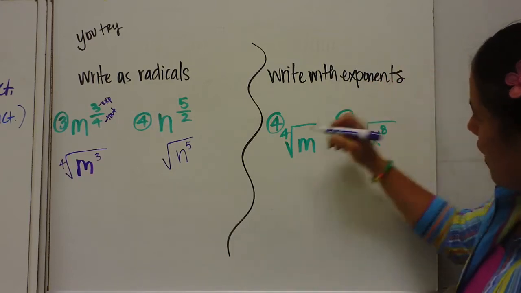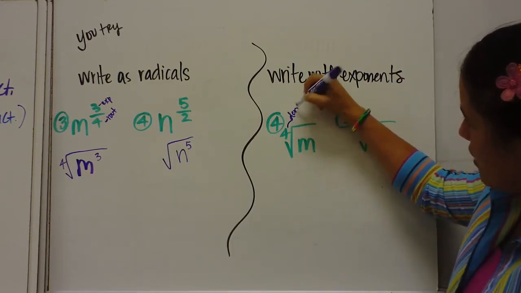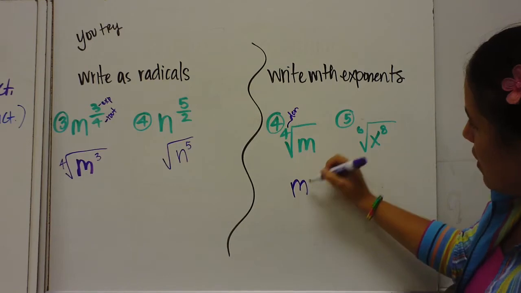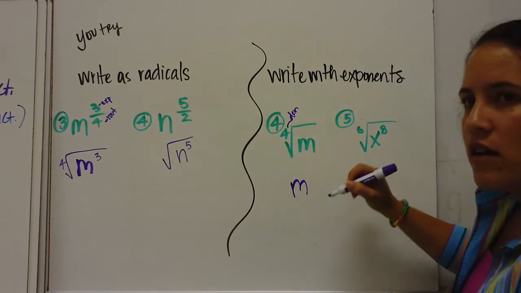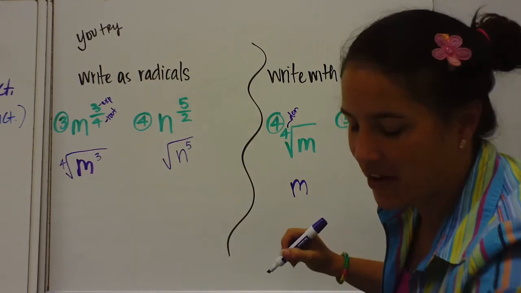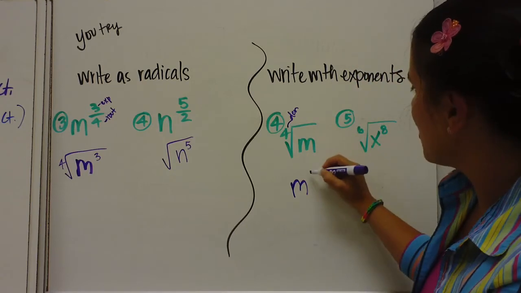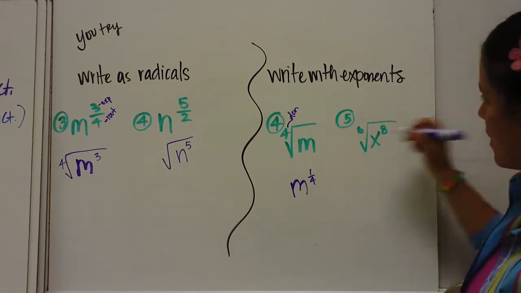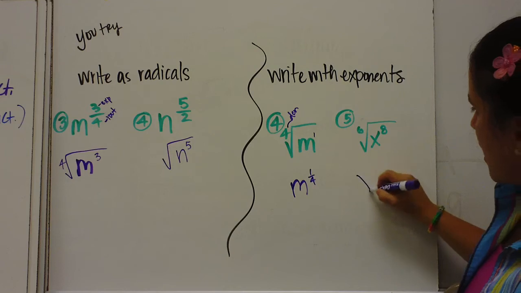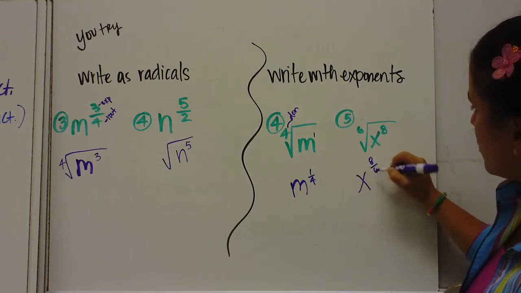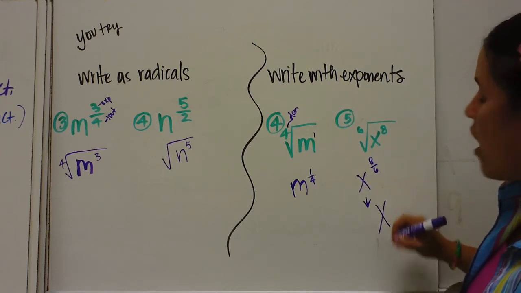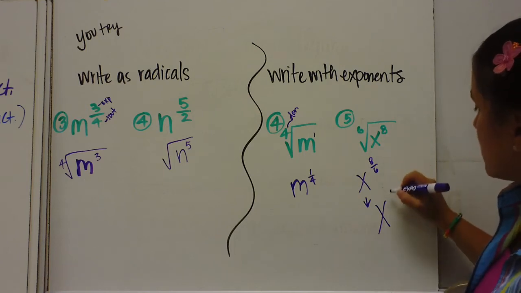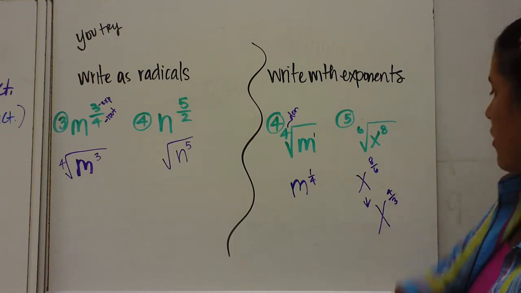Over here we have, that's your denominator. My phone's ringing. M to the 1/4, because there's a little 1. And x to the 8/6. And if you want to reduce, you can reduce and you get 4/3.